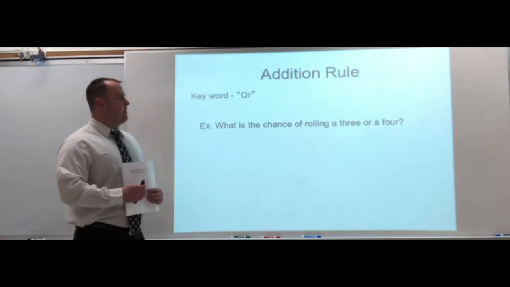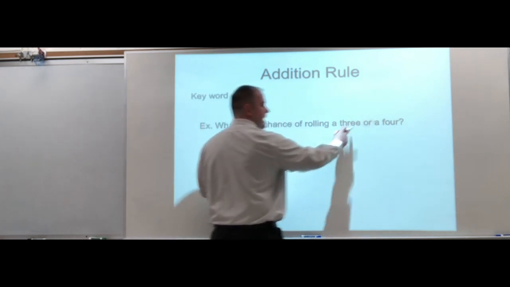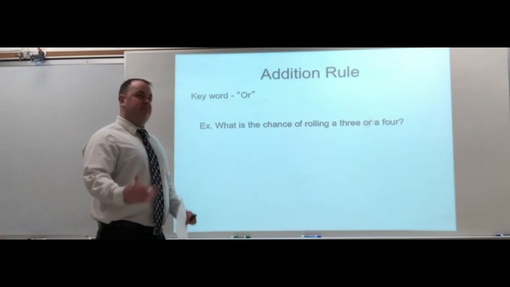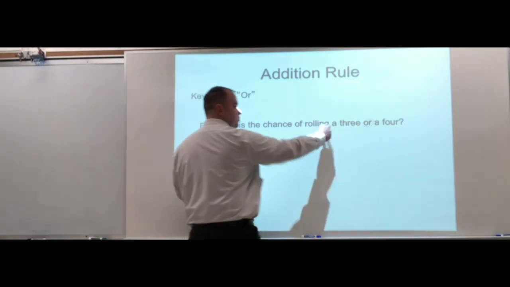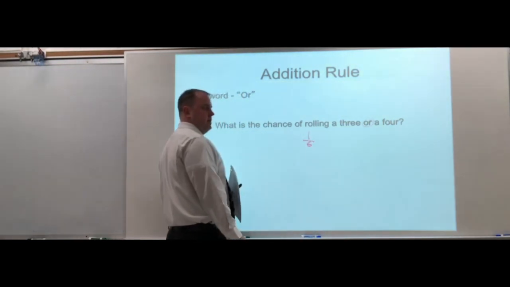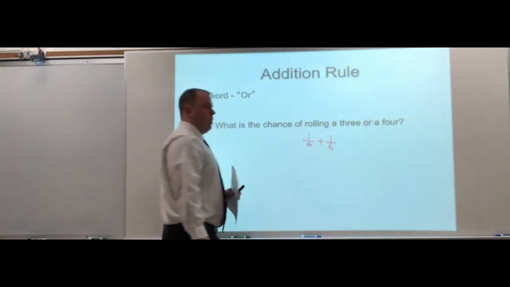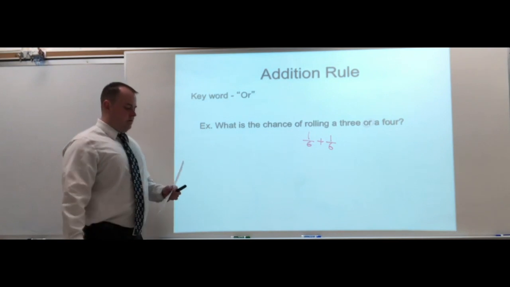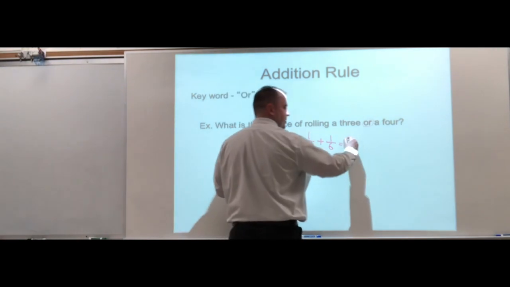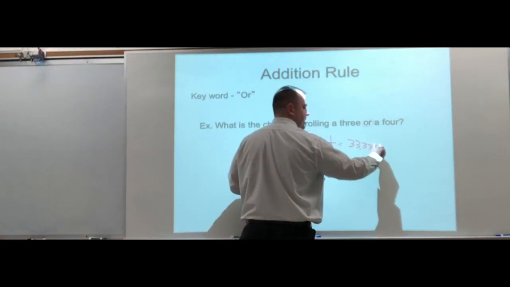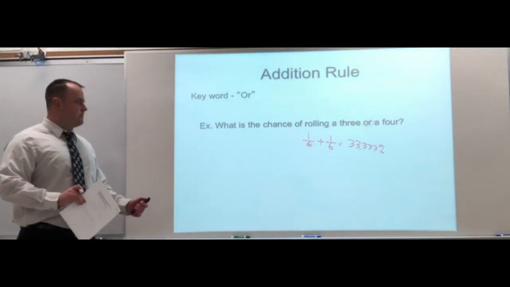What is the chance of rolling a 3 or a 4? The key word here is "or," rolling a 3 or a 4. So now you just have to think, what's the probability of rolling a 3? Rolling a standard die, there are 6 sides, and there's 1 three. 1 over 6. The "or" means we're adding. 4 is going to be 1 over 6 as well. Add those together. I want your answer in probability as a percentage. So this would be 33.333%. Put it as a percentage, with about 3 decimal places.